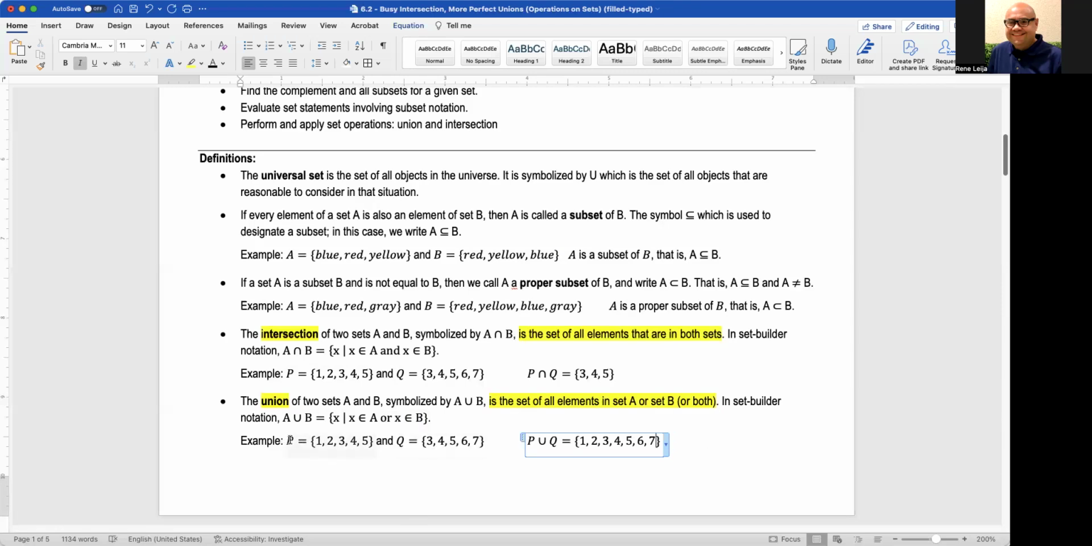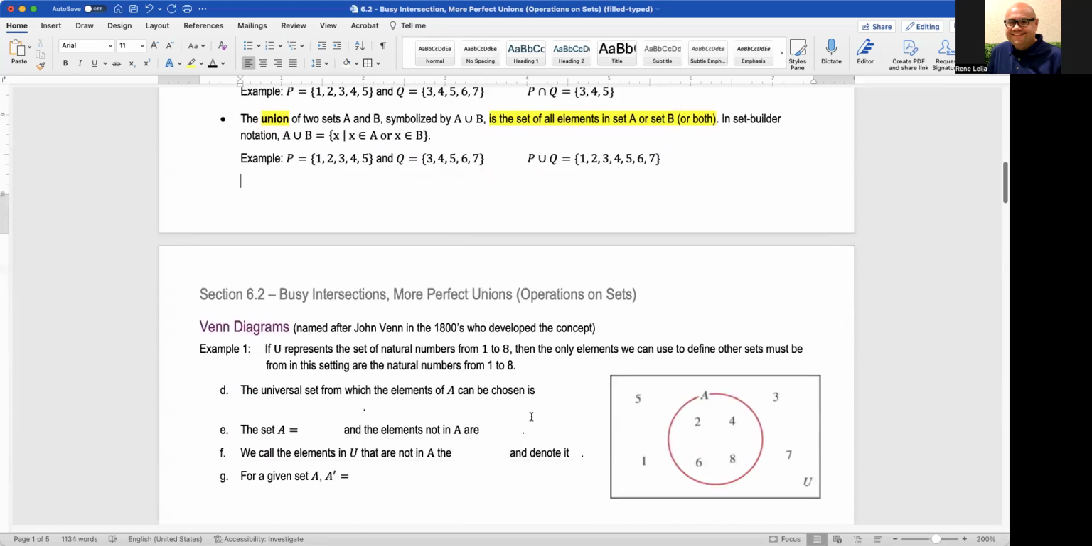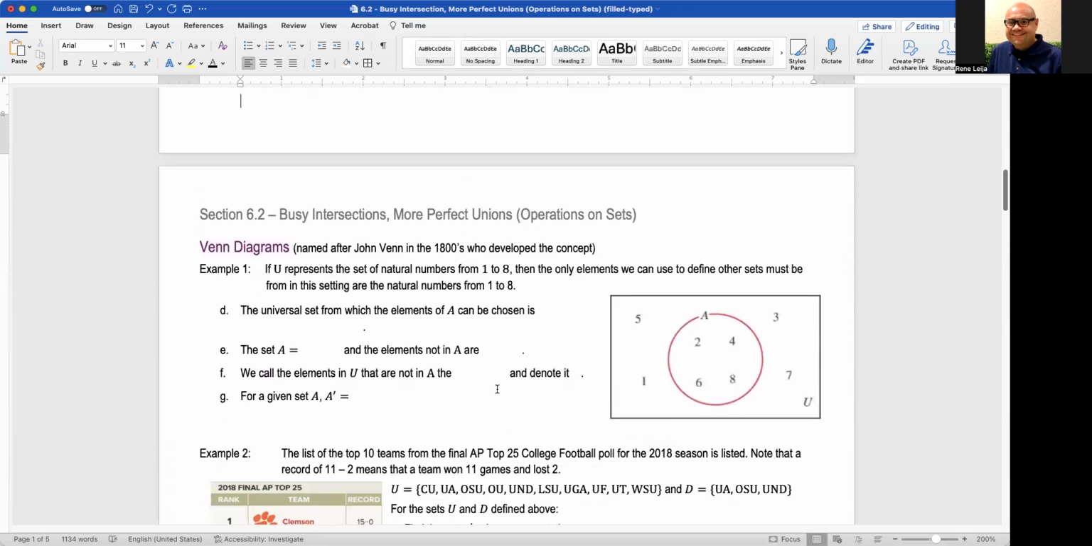So I want all that set P has, which are the numbers 1, 2, 3, 4, 5. And I also want the set of numbers that Q has, which are 3, 4, 5, 6, 7. So P union Q are all of these numbers. Notice how you just bring everything together, you combine it all. Okay? All right.